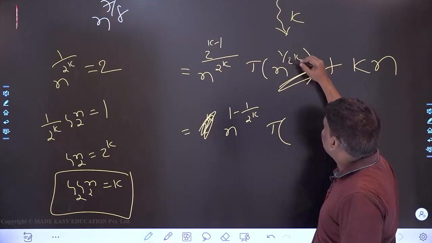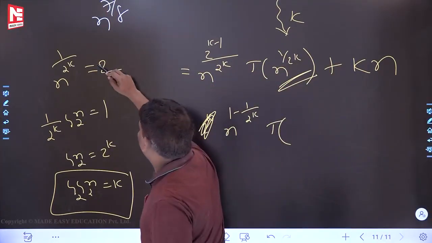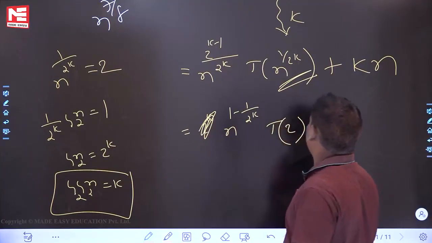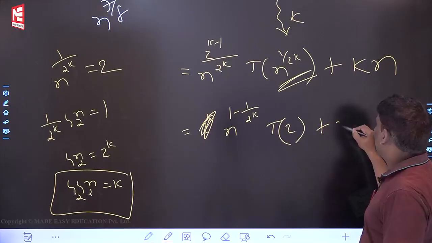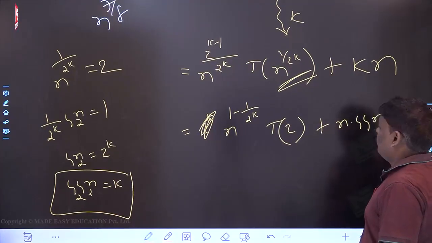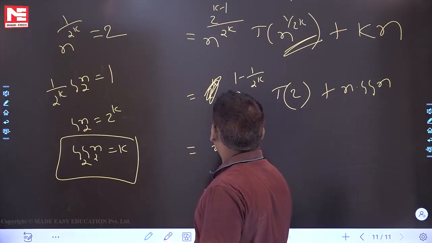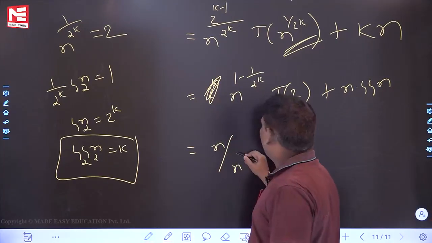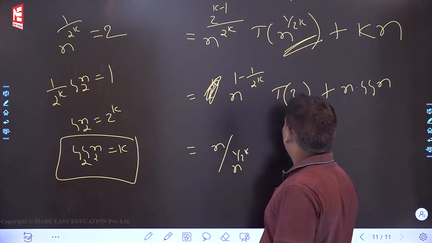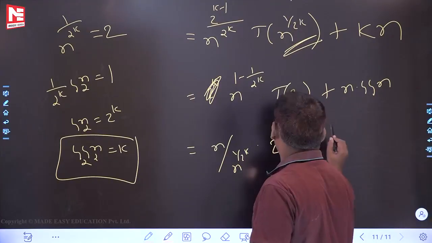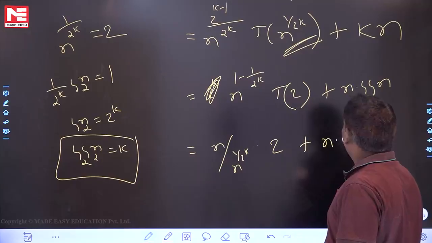This value, see this one, this is equal to 2. After replacing k by log n, same 2 will come. You verify yourself. Plus k becomes log n, n into log n. Right? What is this one? Let me simplify this also. This will become n by n power 1 by 2 power k. This is T of 2. Right? See in the problem what is the T of 2? I think 2 plus n into log n.